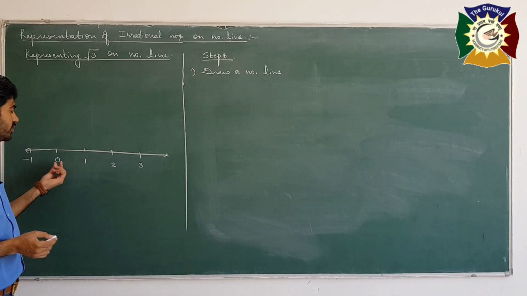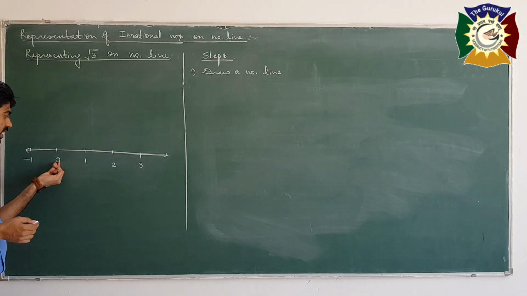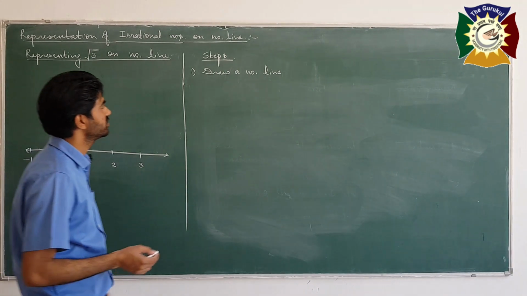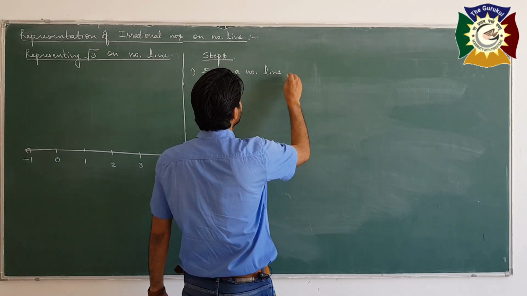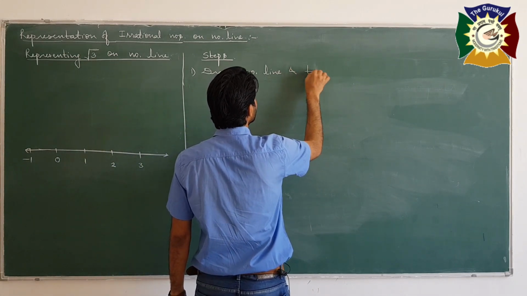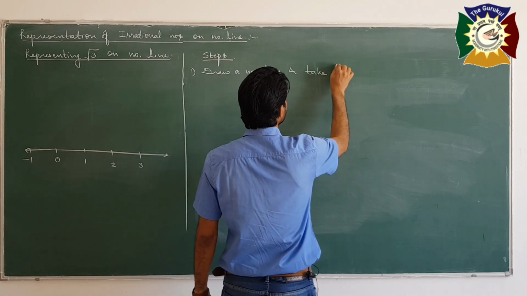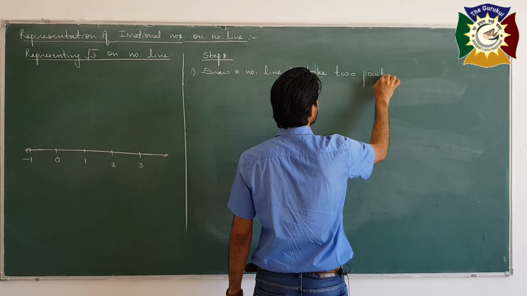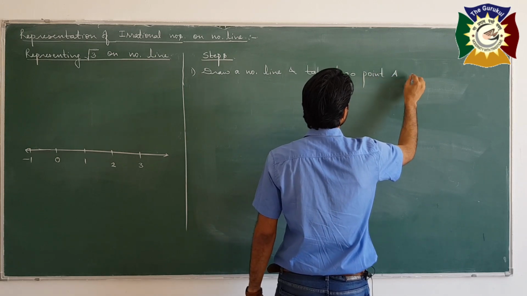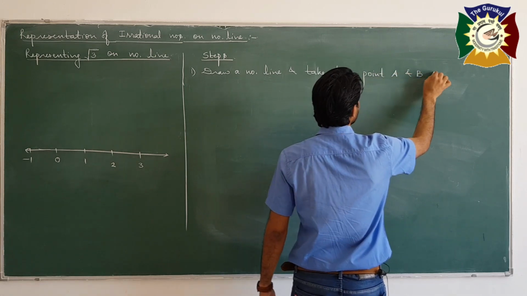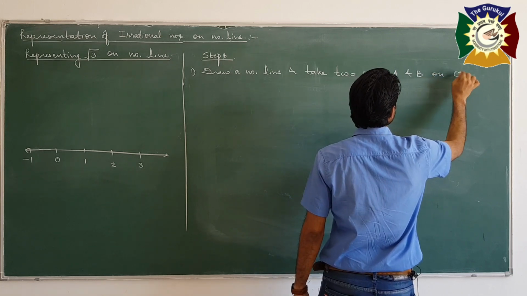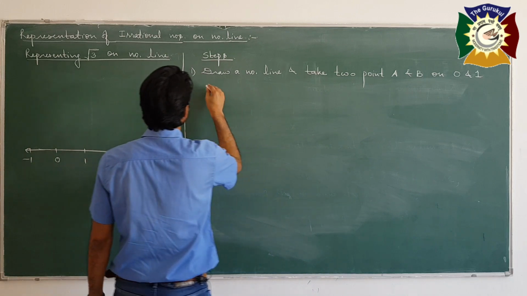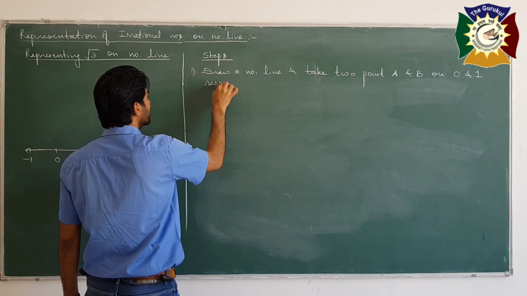And again we will take 2 points, A on 0 and B on 1 as we have taken earlier, A and B on 0 and 1 respectively.